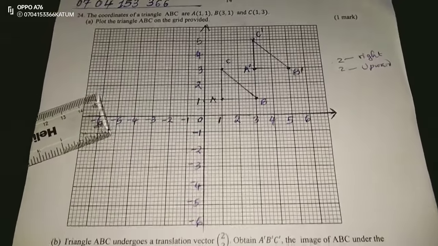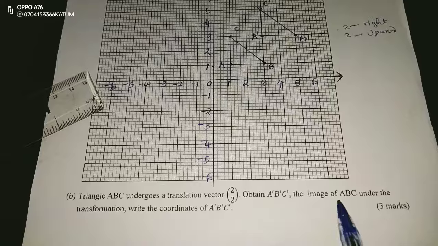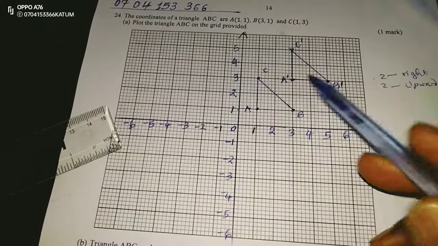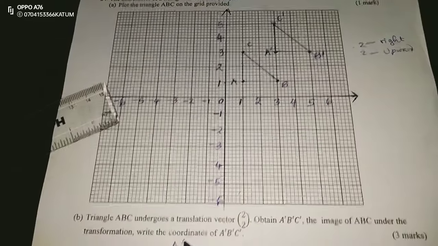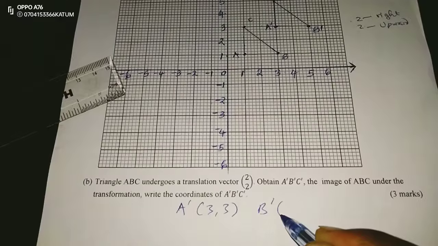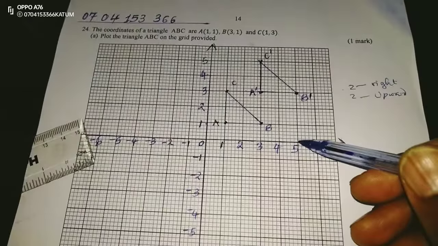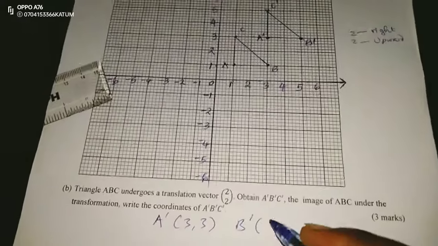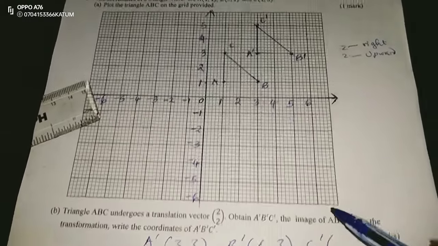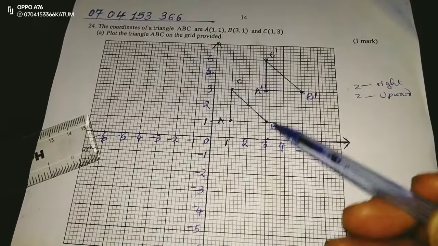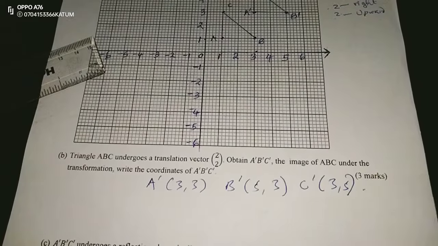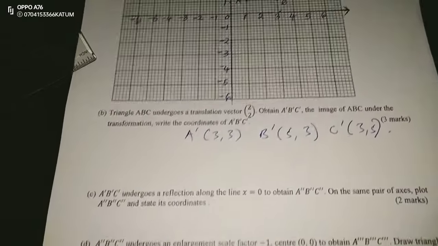After the translation, we are going to state the coordinates. A' is (3,3). B' is going to be (5,3). C' is going to be (3,5). So that is how the coordinates are going to be.